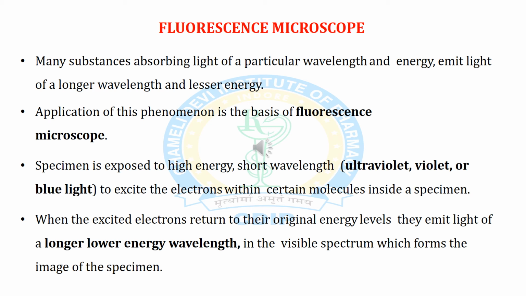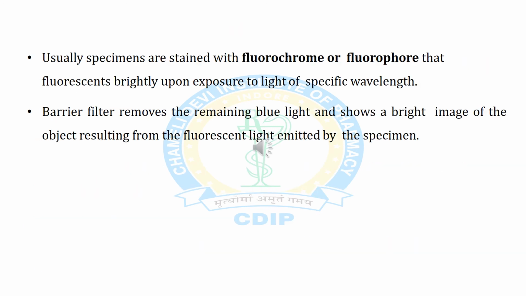A specimen is exposed to high energy, short wavelength light like UV, violet or blue light to excite the electrons within certain molecules inside the specimen. When the excited electrons return to their original energy level, they emit light of a lower energy wavelength in the visible spectrum, which forms the image of the specimen. So this is fluorescence microscope.